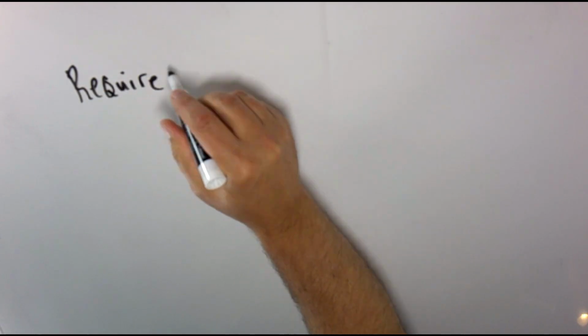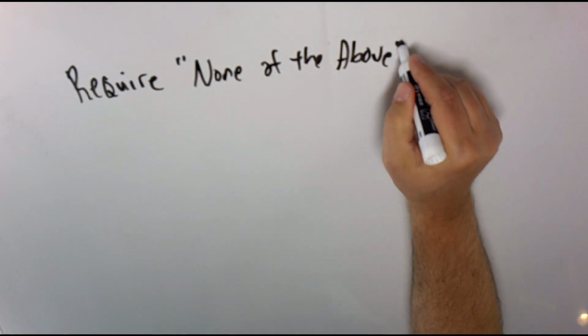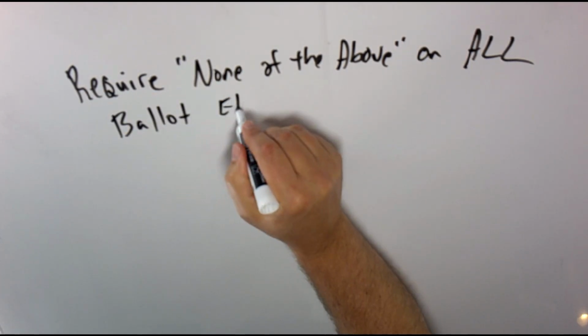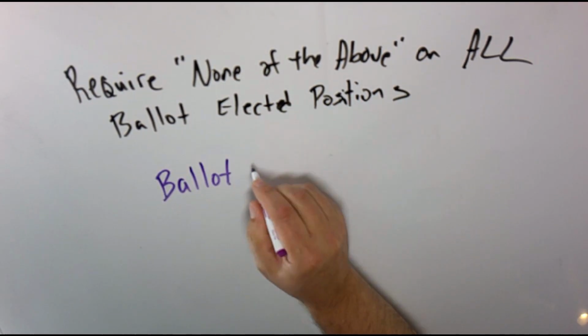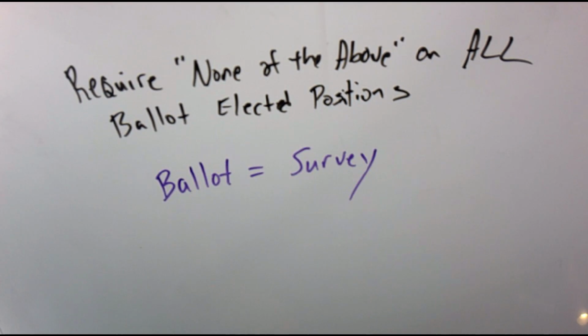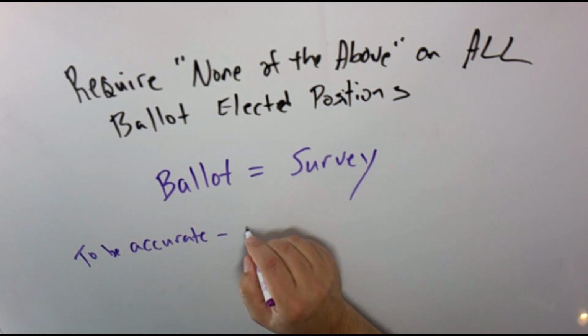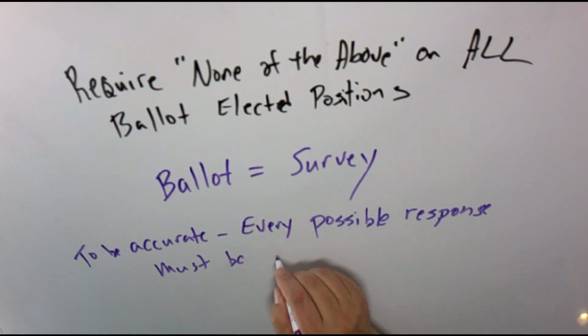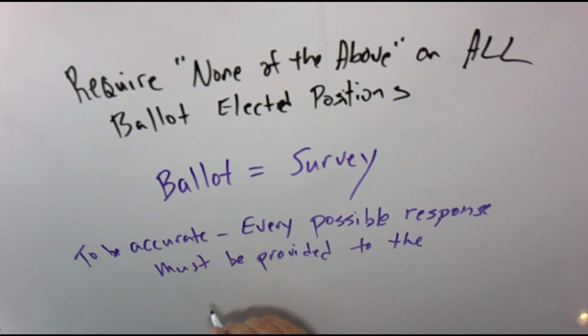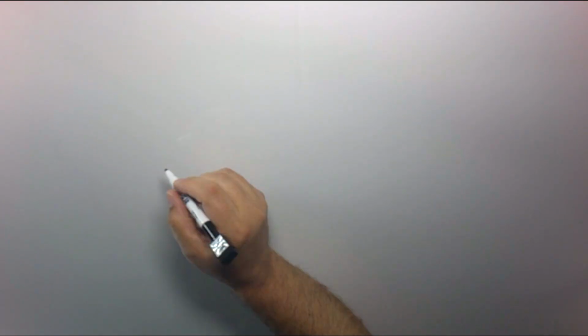This video is going to be about requiring none of the above to be a selection on all ballots for elected positions. The ballot is essentially a survey, say, the ultimate survey of the sentiment of the voting public. To be accurate, every possible response must be provided to the voters.